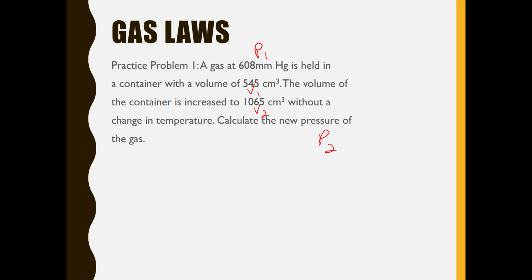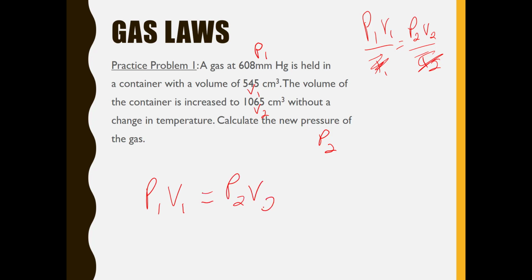Again, using the combined gas law, P1 V1 over T1 equals P2 V2 over T2. We know temperature is not changing, so this is being called a constant. We can just eliminate that. So which formula are we going to use? P1 V1 equals P2 V2. Now plug in the variables which you already know.